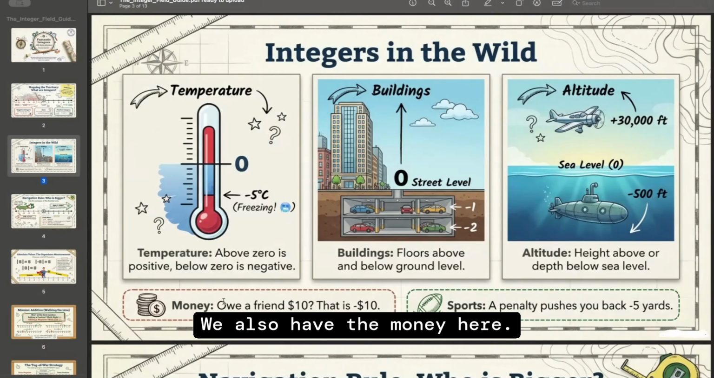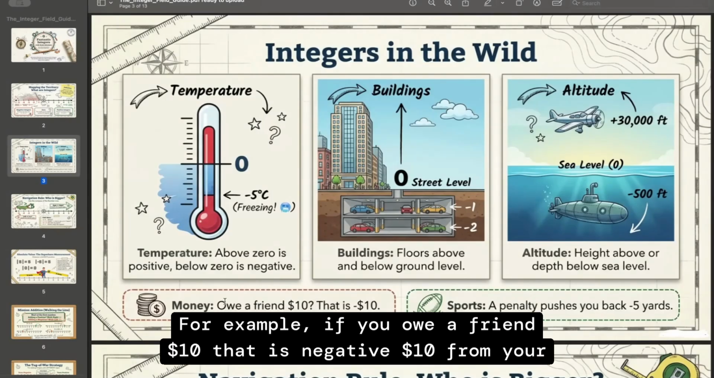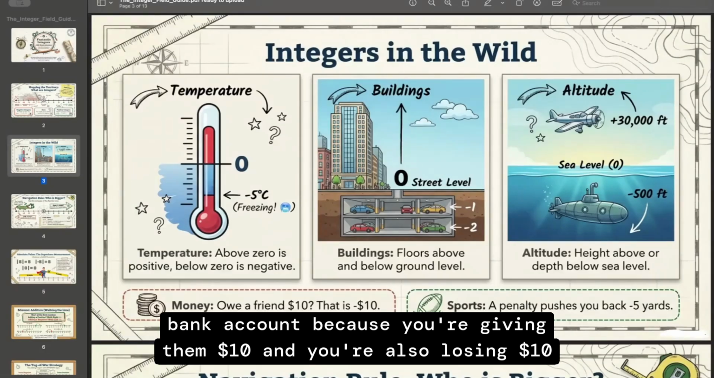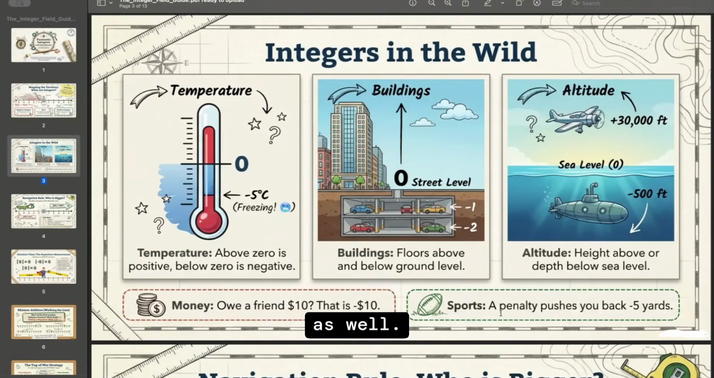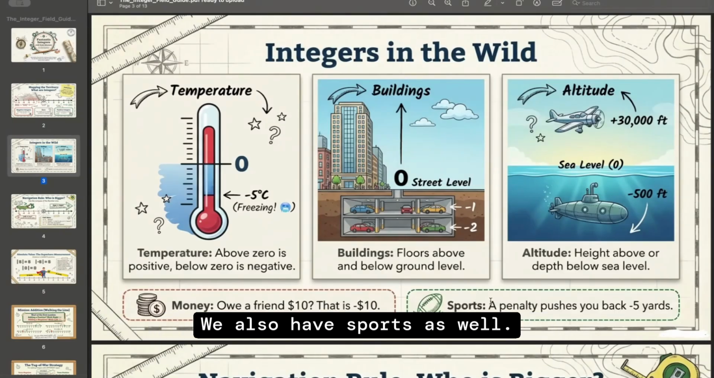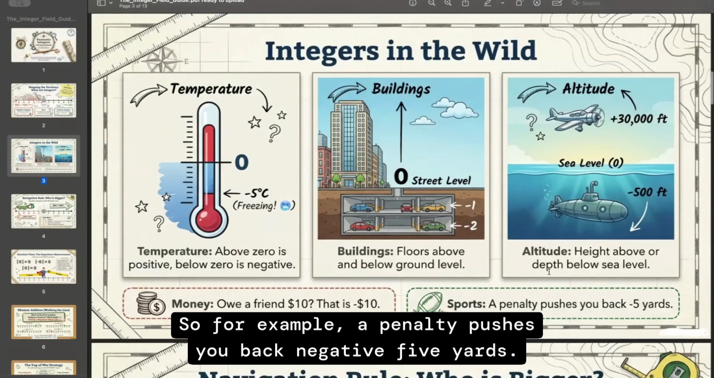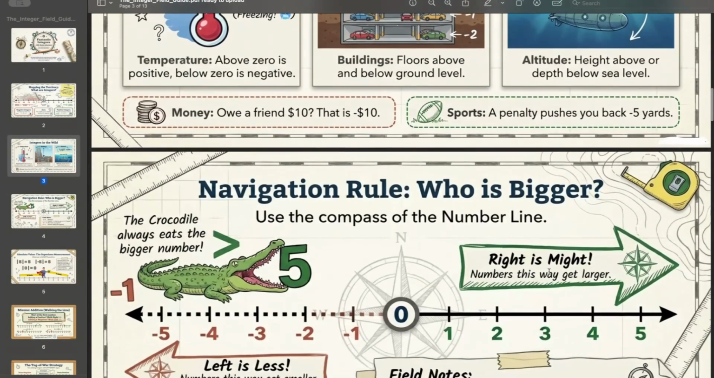We also have money here. For example, if you owe a friend $10, that is -$10 from your bank account because you're giving them $10, and you're also losing $10. We also have sports. For example, a penalty pushes you back -5 yards.